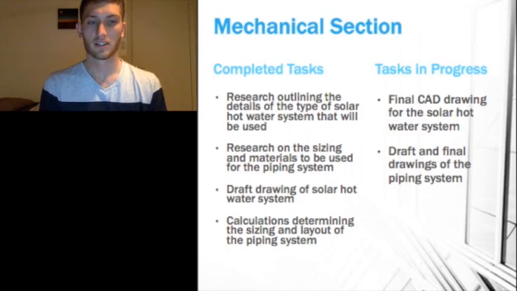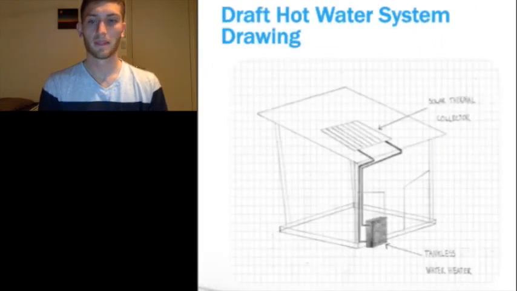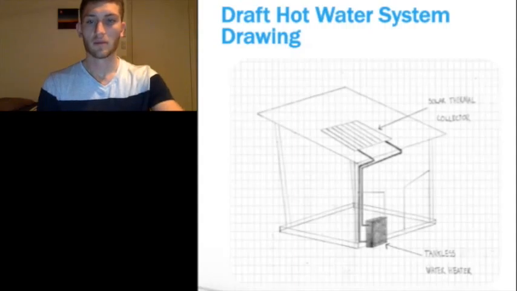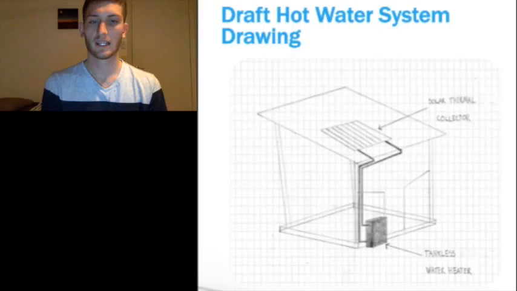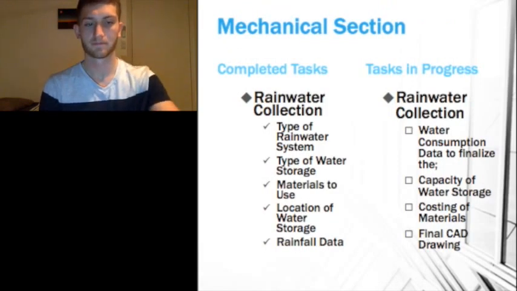The tasks I still need to complete include a final CAD drawing for the solar hot water system and draft and final drawings of the piping system. This is a diagram of the solar hot water system attached to one of the shelters. It outlines the size and positioning of the tankless water heater and solar thermal collector. So as you can see, this mechanical section is not far from completion and will be finished by the due date, 27th of May. Thank you.